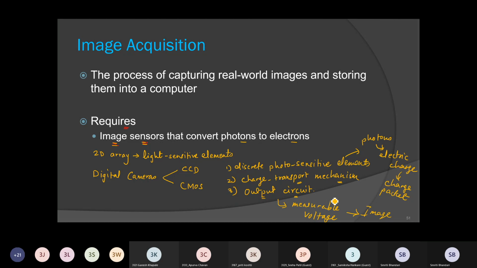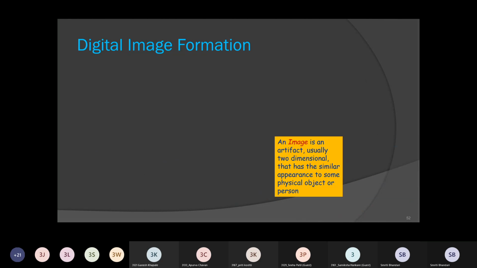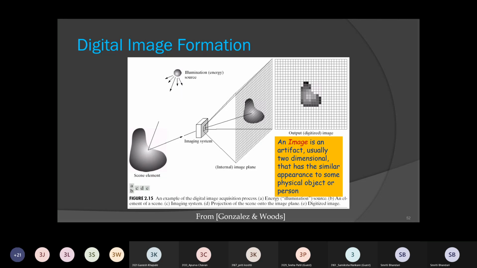So I'll be focusing upon a typical system for digital image formation. So what is an image actually? An image is an artifact, usually two-dimensional, that has the similar appearance to some physical object or a person. So this definition we have already gone through. So if we would like to form a digital image, typically the setup looks like this.